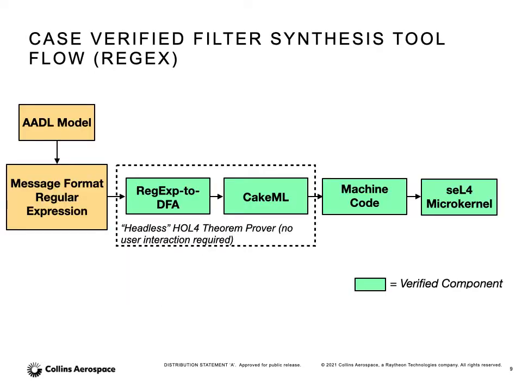The general flow for the SPLAT tool is as shown in this figure, where an AADL model is mined for the message format regular expression that we're interested in. That regular expression is then compiled to a DFA and then submitted to the back end of the KCML verified compiler for ML, which is itself implemented in HOL4, producing machine code that is then run on the SEL4 high assurance microkernel.